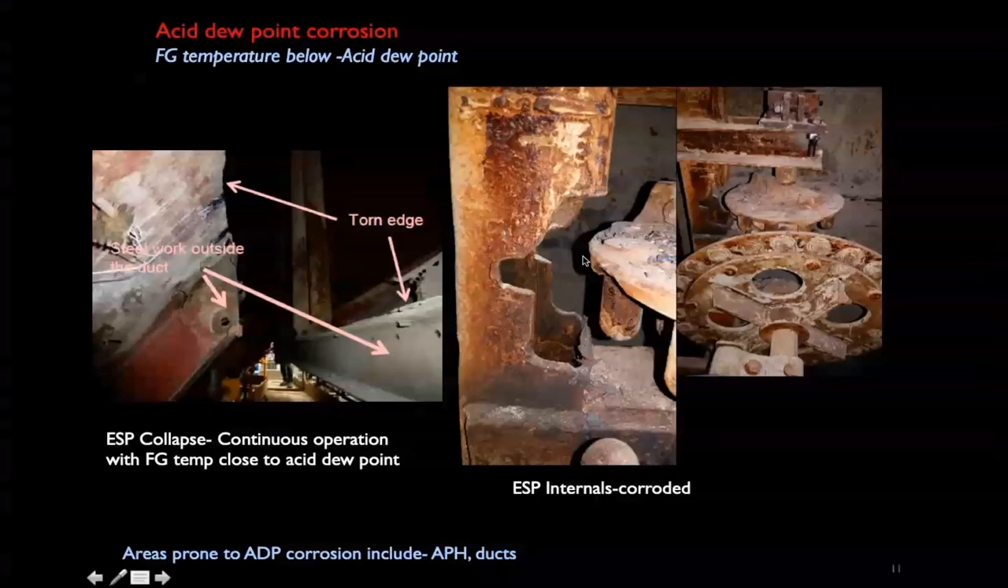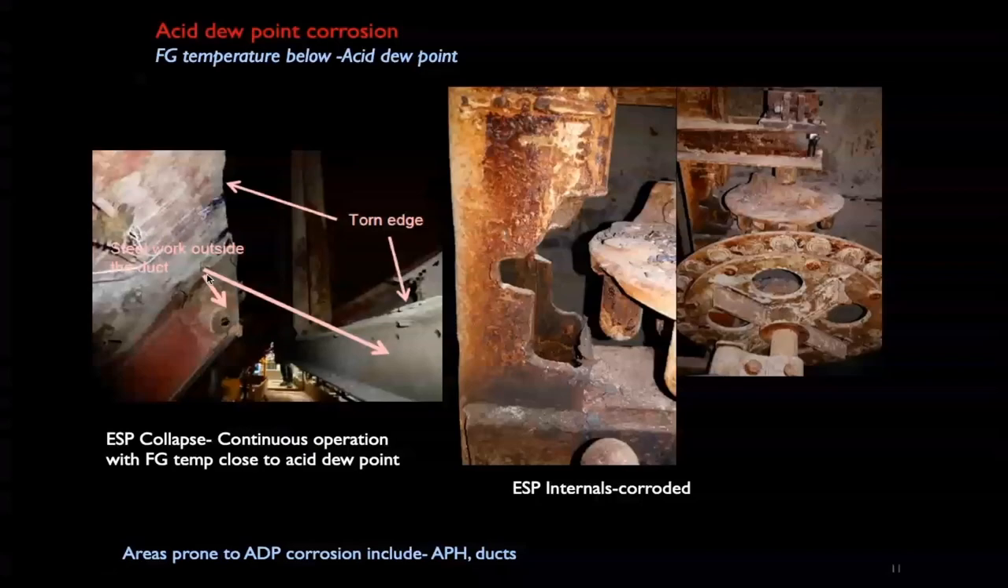One reason is when you are continuously operating your flue gas temperature close to your acid dew point. For a very long time, these things will happen. And this is exactly what happened after they had analyzed the data of the past 1 or 2 years. They had found that it was being operated in continuous mode before the acid dew point.